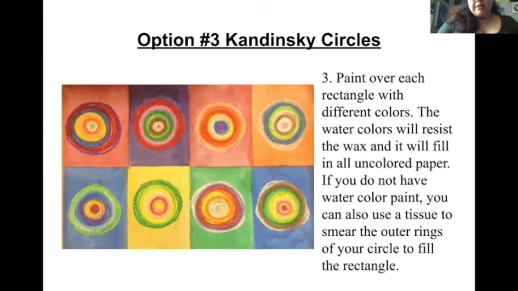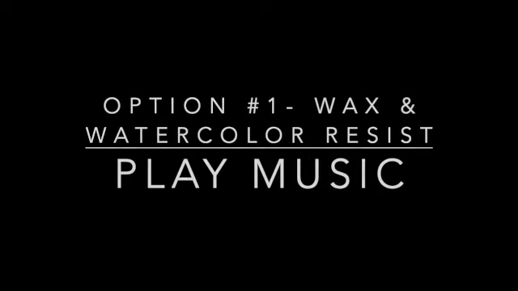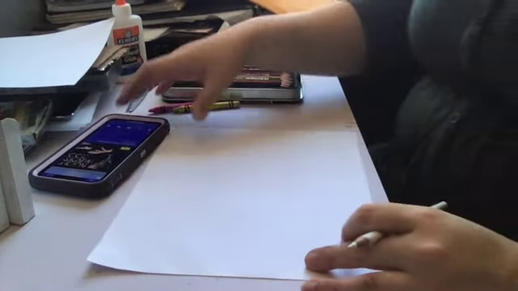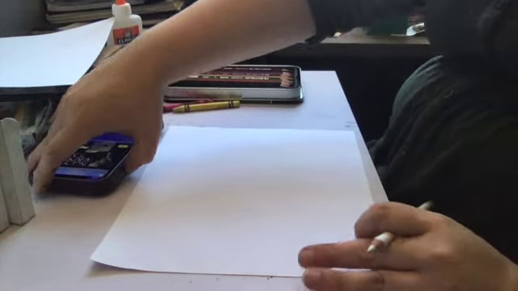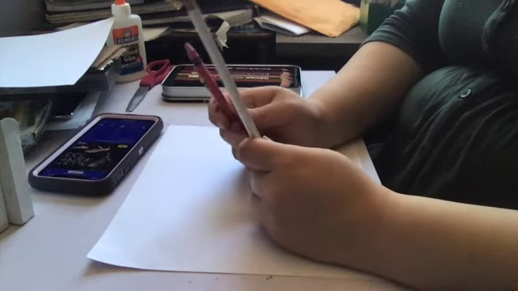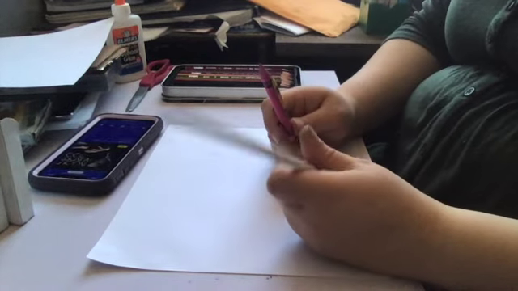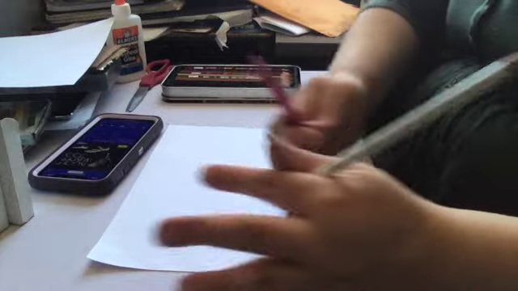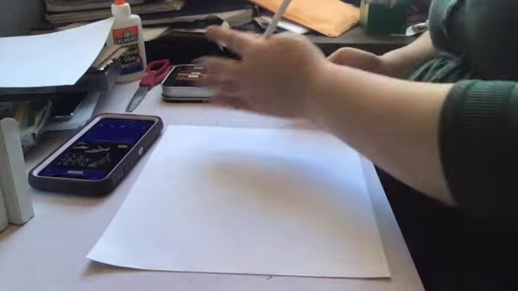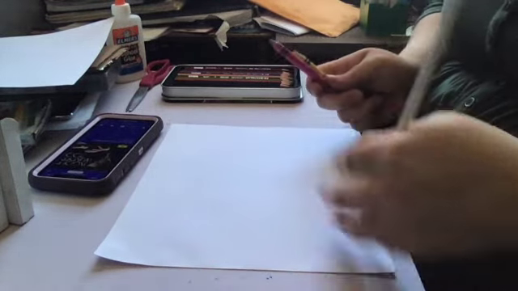So I'm going to go ahead and do some demos for you on how you can do the project. Okay, so for option 1, option 1 is just to play some music and use some wax things. Here I don't have oil pastel, so I'm going to be using crayons and a color pencil to just do some kind of light drawing. And then when I feel like I'm satisfied, I'll go ahead and use watercolor paints to paint the background.